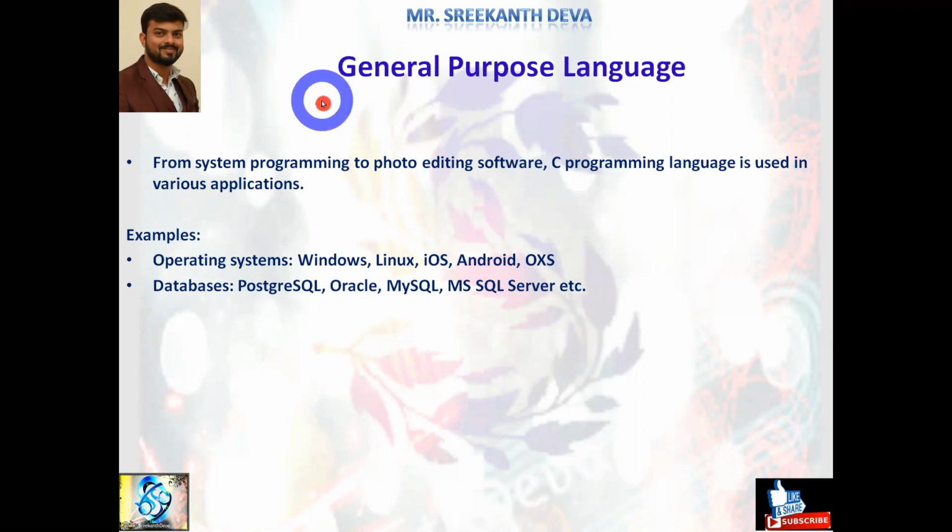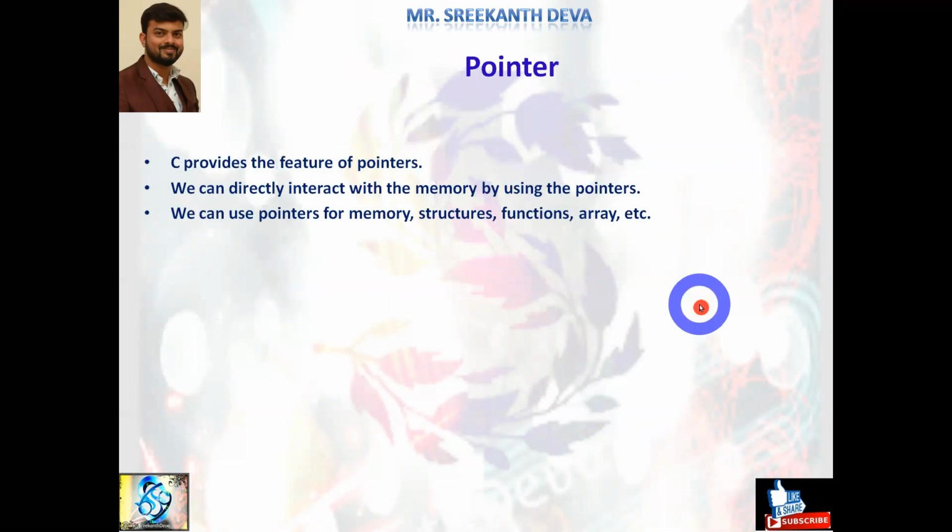Further, C is a general purpose language. Using C programming we can develop system level applications, low level applications, and it also supports high level applications. For high level application development software, especially compiler design, C programming is generally used. So C is a general purpose programming language.